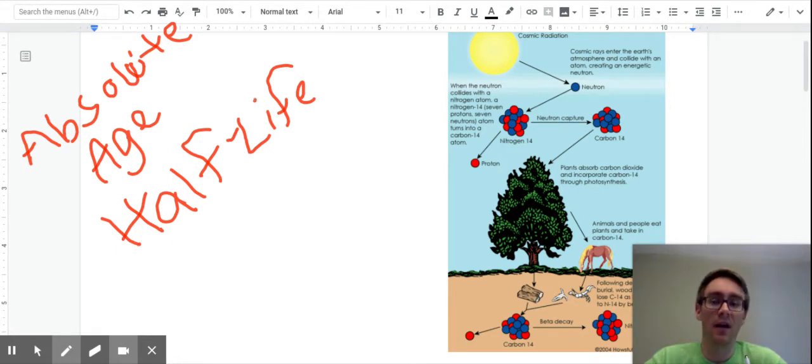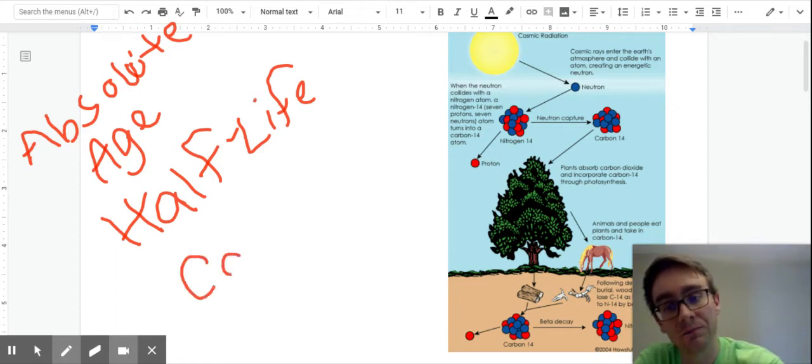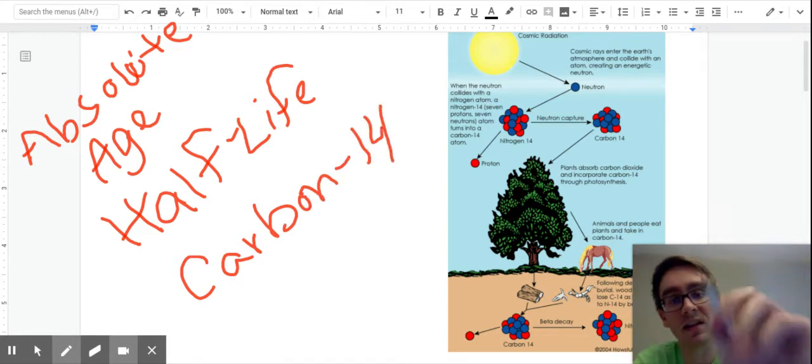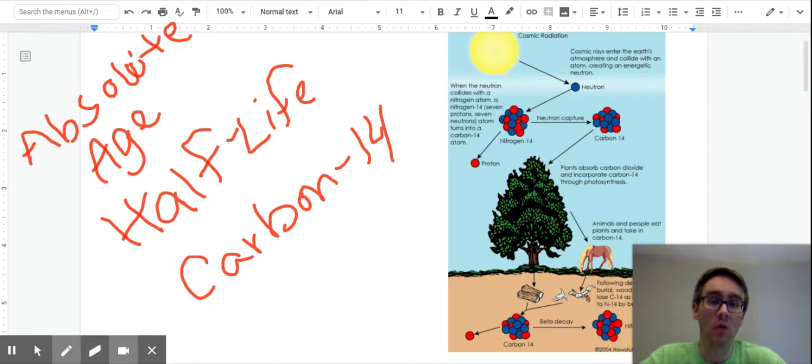Now, when we do absolute age dating of fossils, we're actually looking for a very specific radioactive isotope. This one is called carbon-14. This is also known as carbon dating. Carbon dating is a way to measure this radioactive isotope called carbon-14, which is an atom that has 6 protons and 8 neutrons. All right? Carbon-14 is in organic compounds like trees, animals, plants, different things like that.